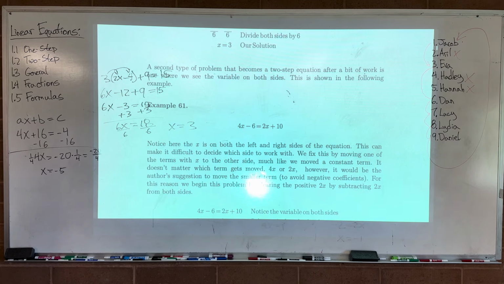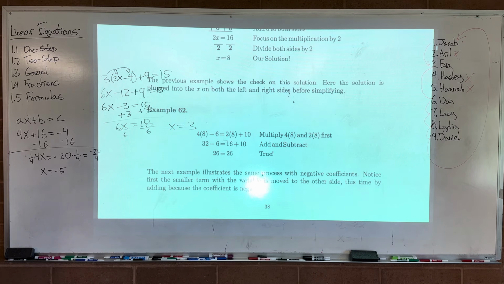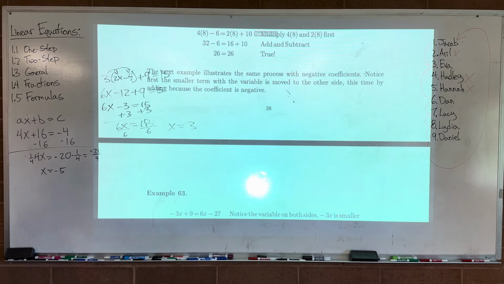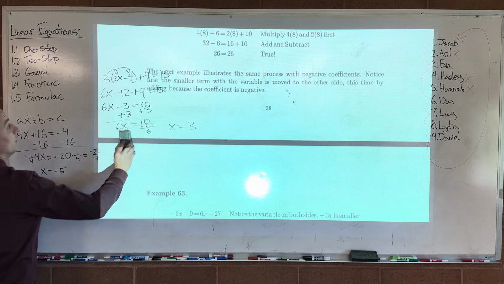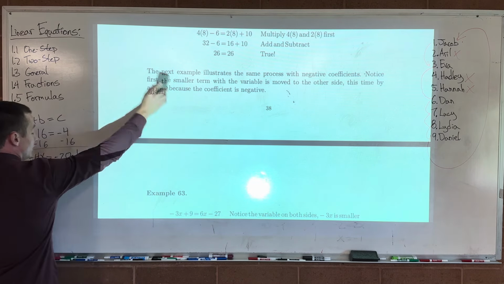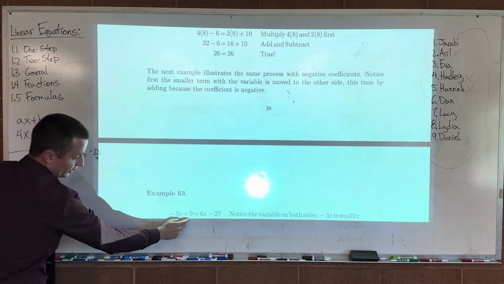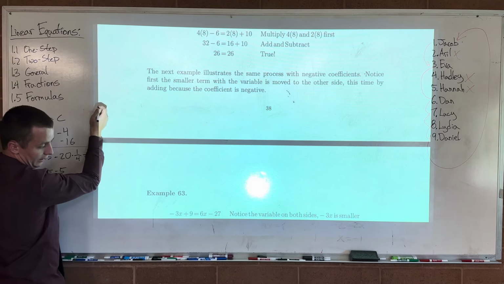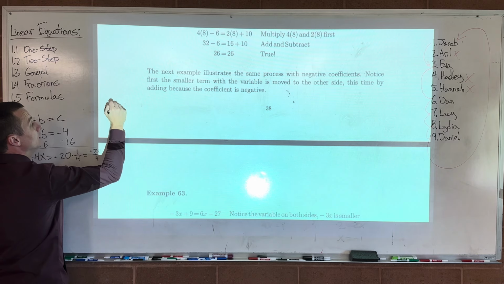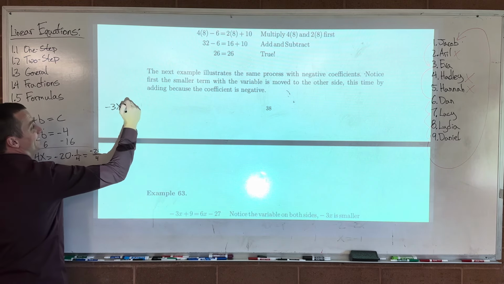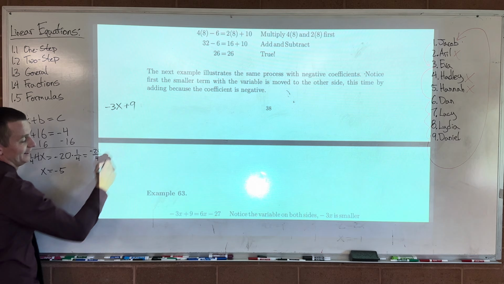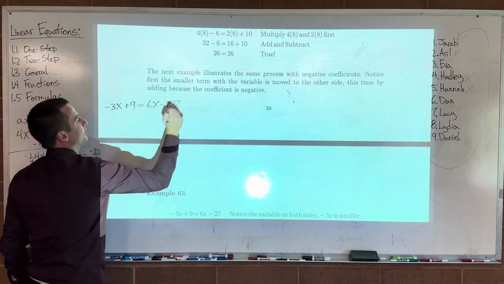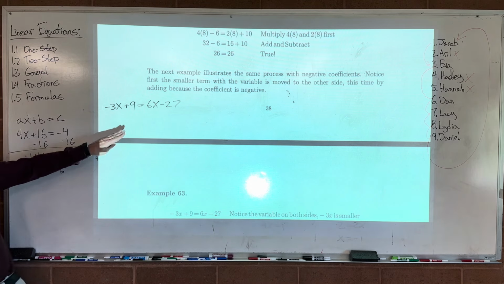All right. Let's see if there's any that look fun to do. This looks like a more complicated one. Let's do it. Okay. So now we're going to do this one. It's an equation where we have x's on both sides. Uh-oh. Oh, these are so much fun. Equals 6x minus 27. Glad you enjoyed it.